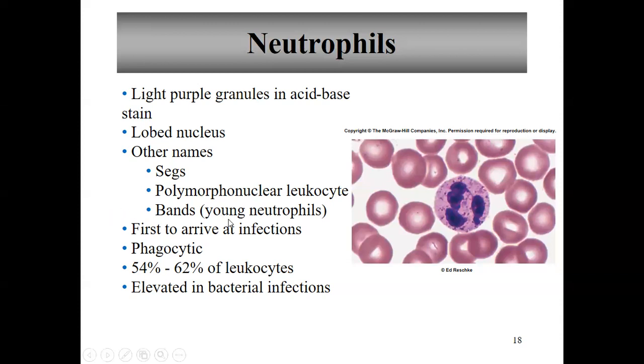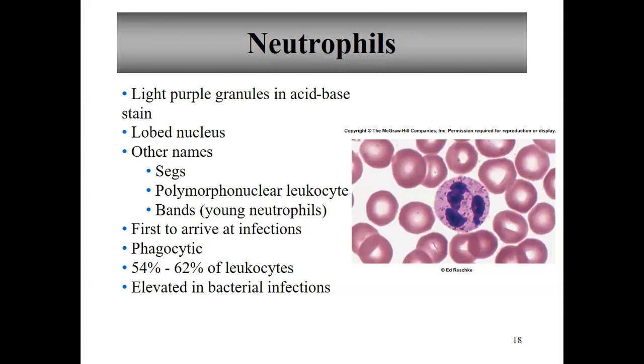Very similar to that is the concept of these bands. When you do a blood cell count and you're counting the neutrophils, if you see immature or young neutrophils, then those are called bands. And that can also tell you something about what's happening inside that person's body.